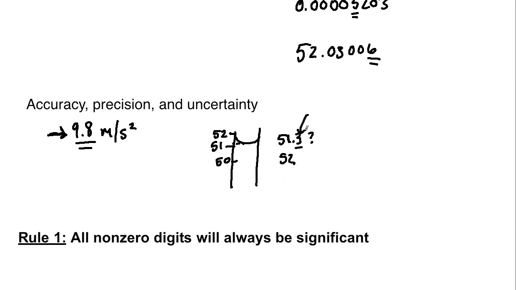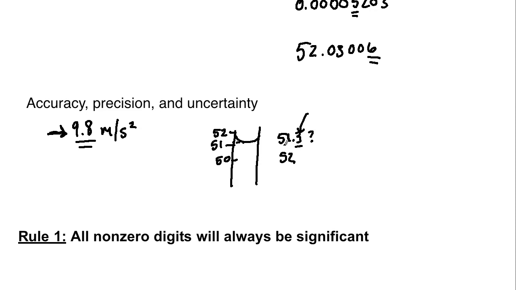So this becomes the degree of uncertainty where you as the user are saying, I am uncertain about how much further it goes beyond this. This 3 is my best estimate. That's where my uncertainty lies. Okay, so that's an important concept as you're working through the lab.